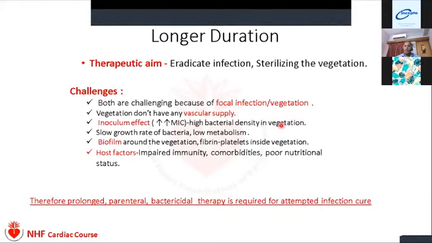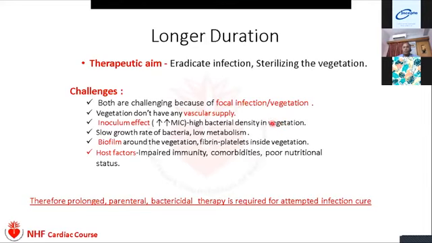So in vegetation, the concentration of bacteria is 10 to 100 billion per gram of vegetation. At this high concentration of bacteria, the MIC in the laboratory should definitely be higher. Another very important fact is the slow growth rate of the bacteria and low metabolism within the vegetation. And biofilm is another condition that makes the treatment very difficult, because most beta-lactam antibiotics cannot cross this biofilm, but vancomycin and rifampicin are drugs that can enter through this biofilm.